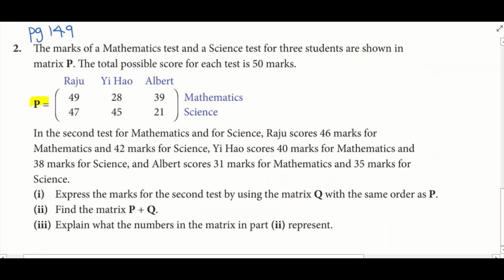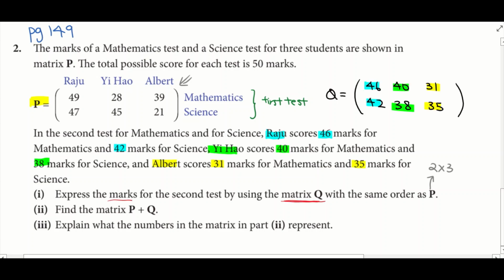Okay, so we come to question 2 on page 149, which is more of an application question. Matrix P shows the results of Raju, Yihao, and Albert in their math and science test for test 1. So this is their first test results. And there's a second test for math and science where Raju scored 46 and 42 for math and science. Yihao scored 40 and 38 for math and science. And Albert scored 31 and 35 for math and science. So if you were to write down matrix Q, it will look like this with the same order as P, a 2 by 3 matrix.